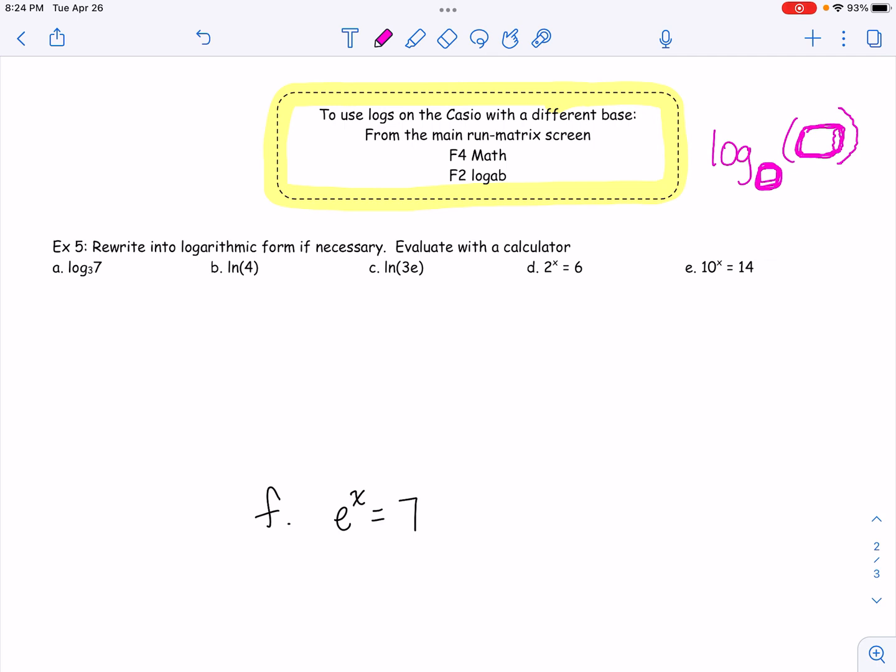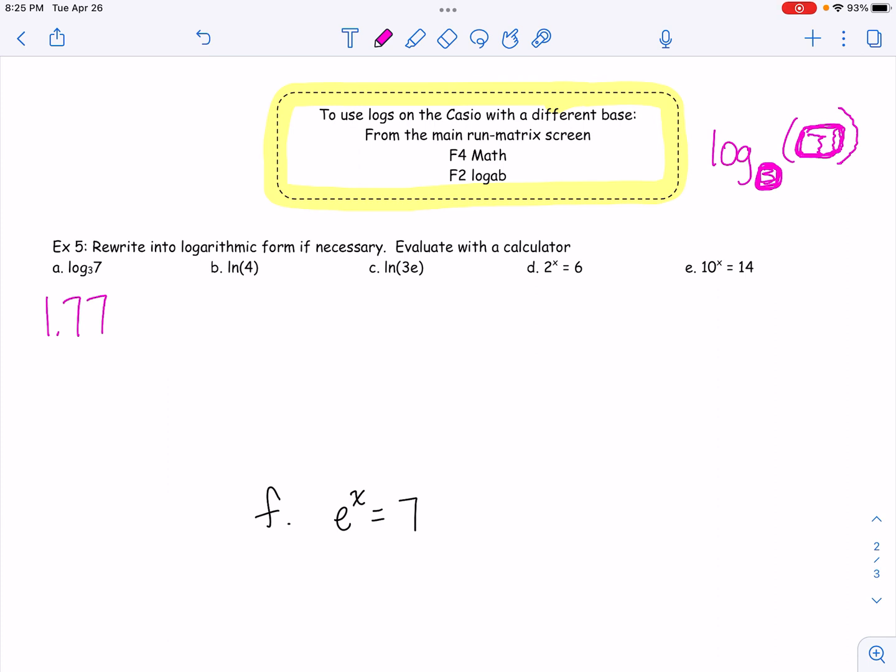So for the first one, I typed that in. I put my base of 3. My argument is 7. I hit enter, and I get a decimal of about 1.77. All these are going to be decimals, so I'll be specific in your directions of how to round. I think for most of these, I'll round to the nearest hundredth or thousandth.